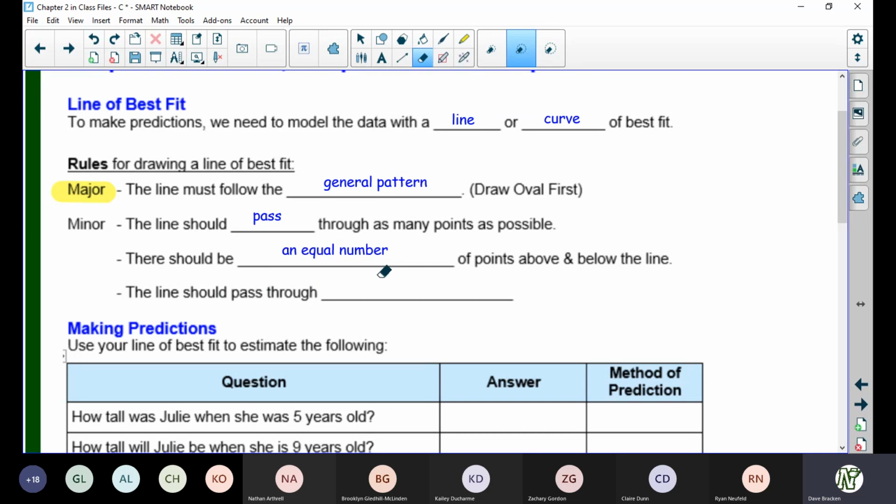And then the one thing that I like to do is I make my line go through the entire graph. I don't start at my first point and end at my last one. I go through the entire graph and it saves me a little bit of trouble later on. Okay.